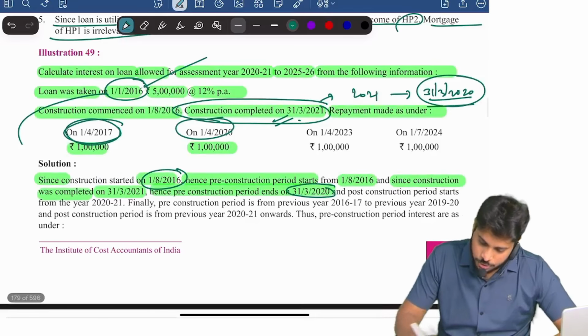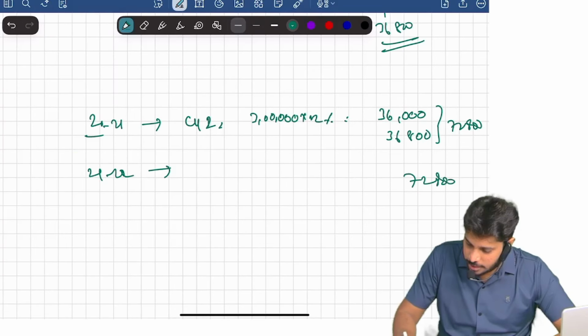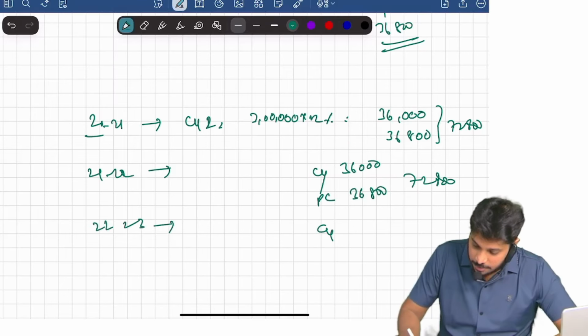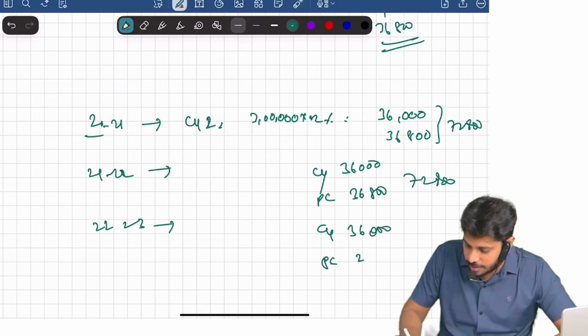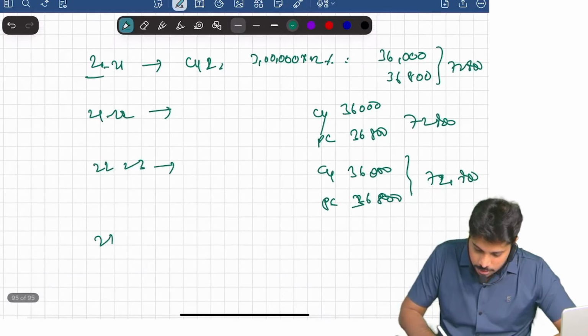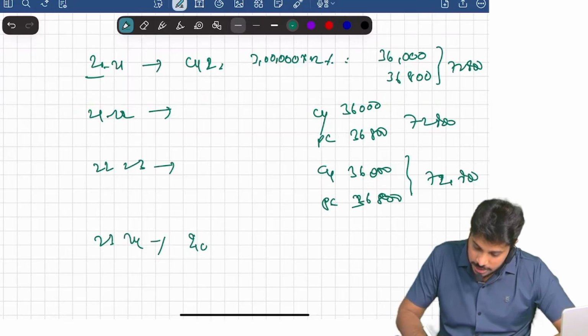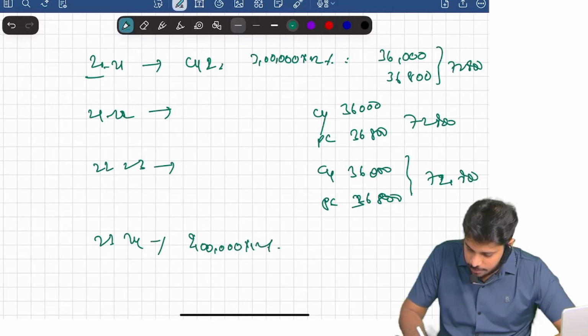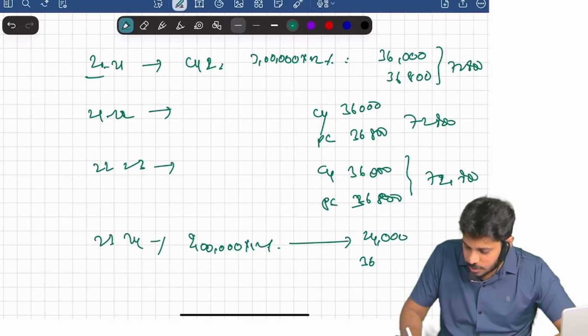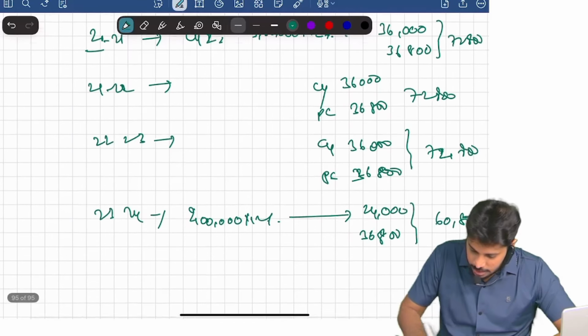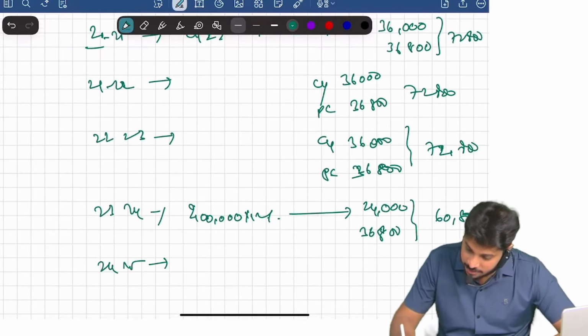21-22? No. 21-22 same amount, 72,800. So 36,000 current year interest, PCPI interest 36,800. 22-23 same: current year interest is 36,000, PCPI interest is 36,800, so 72,800. 23-24 they repaid one more lakh, so loan outstanding is 2 lakhs only. Into 12% is equal to 24,000, whereas PCPI is 36,800, which is equal to 60,800.